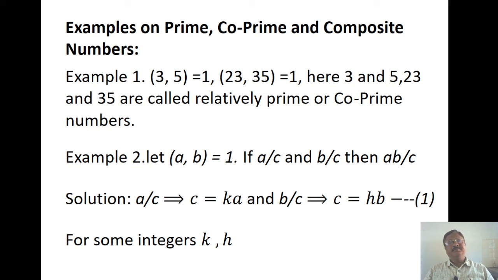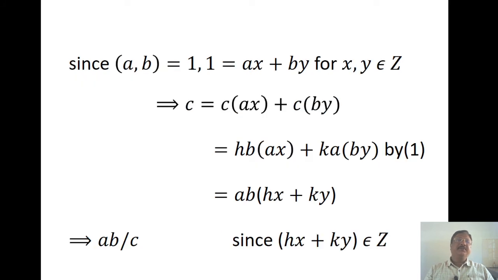Example 2, let the GCD of A, B be 1. If A divides C and B divides C, then A into B also divides C. Now, let us have the solution for this. A divides C implies C is equal to K into A, and B divides C implies C is equal to H into B. It is by the definition of divisibility, you know, where H and K are some integers.